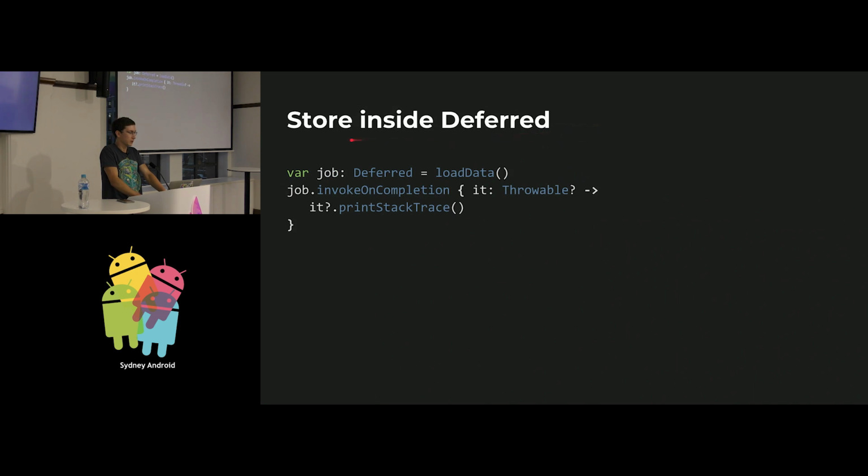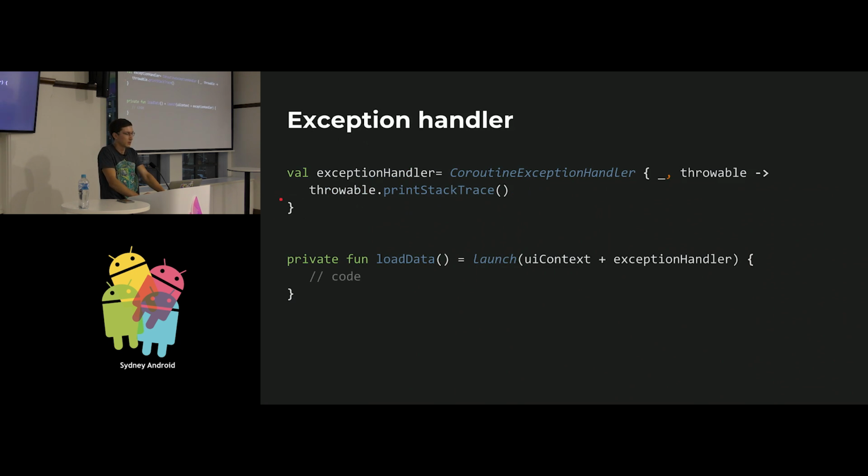Anyway, in this case, when you use a deferred object, you can still attach a listener, like invoke on completion for your deferred object, and you can check if it's completed with an exception or not. But again, that will bring you back to callback style programming, so I don't encourage you to do that.